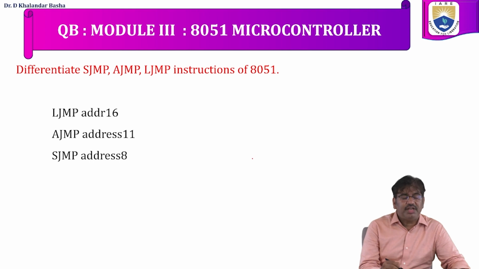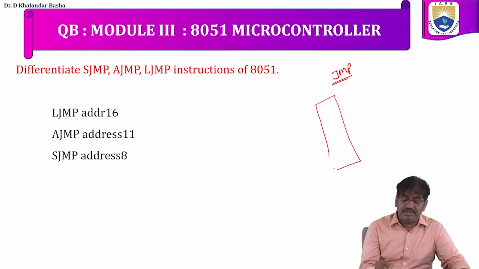Next, differentiate SJMP, AJMP, LJMP instructions in 8051 microcontroller. So this JMP instruction is an unconditional jump. When any program is executing, whenever it encounters a jump instruction, the control will be transferred to the address specified. This address may lie in the upward direction or it may be located at downward locations. So anywhere it can transfer.